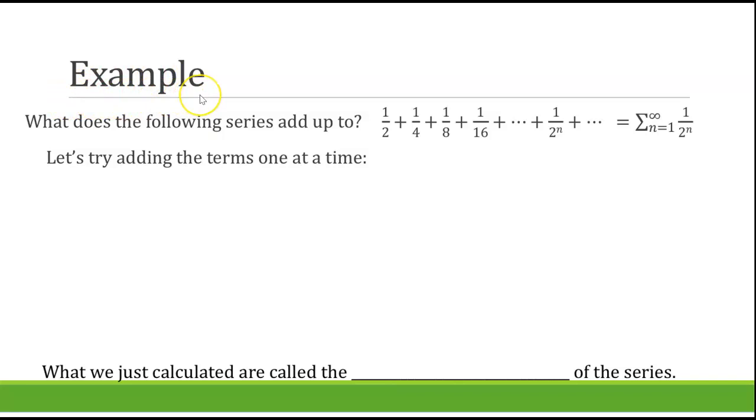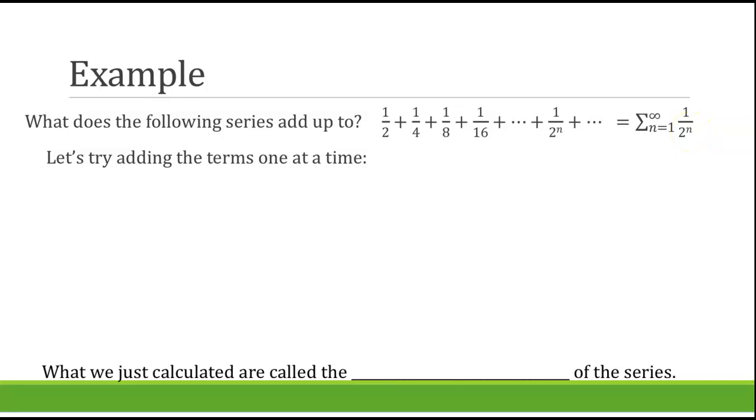Let's go ahead and take a look at an example. We want to think about what the following series adds up to. Here we have the series 1/2 plus 1/4 plus 1/8 plus 1/16 plus, and the general term here is 1/2 to the n, and so on. So we have an infinite list of numbers that we're trying to add together. The shorthand way of writing this is the sum from n equals 1 to infinity. We're adding infinitely many terms of this general term 1/2 to the n.